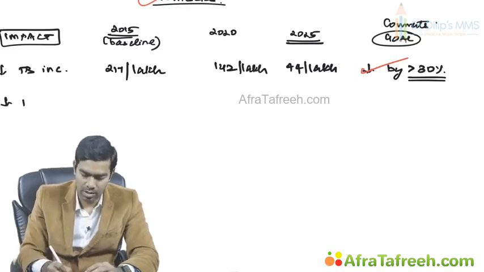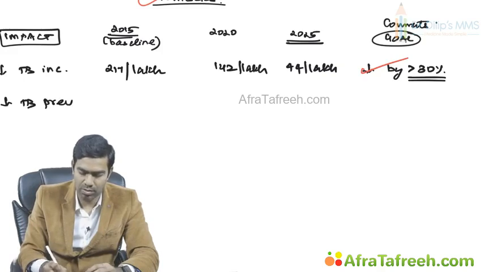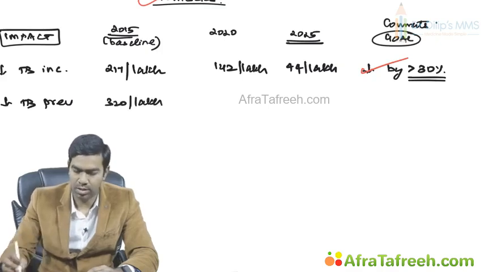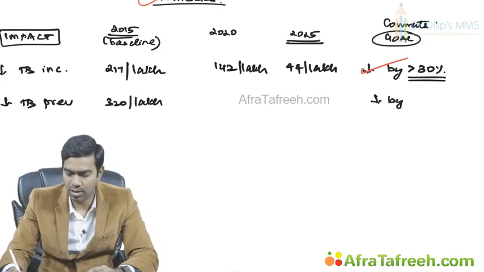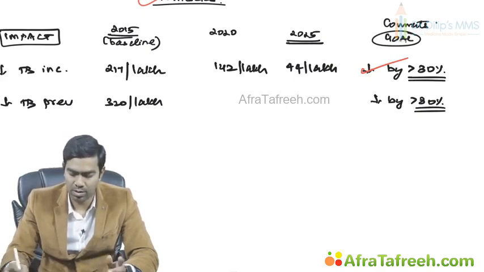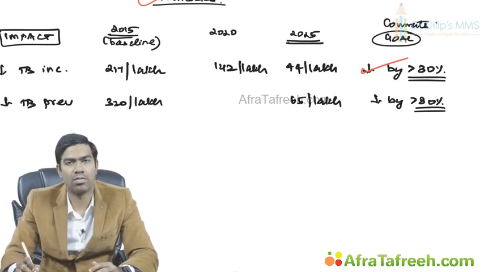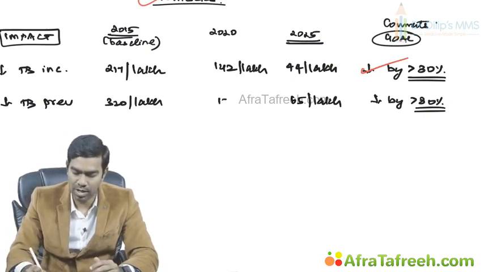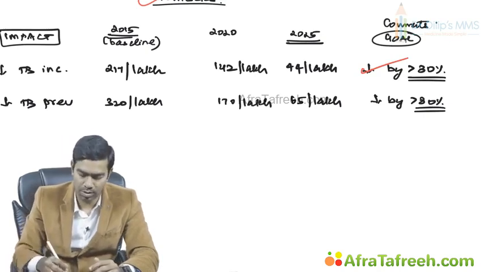And similarly, you have to reduce the TB prevalence also in the community. The prevalence in 2015 was approximately 320 per lakh population, and this also has to be reduced by more than 80% by 2025. That's the goal. By this definition, you should have less than 65 per lakh cases of tuberculosis prevalent in the country by 2025. In 2020, the target will be less than 170 cases per lakh population.